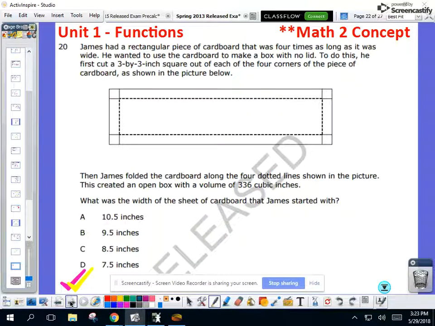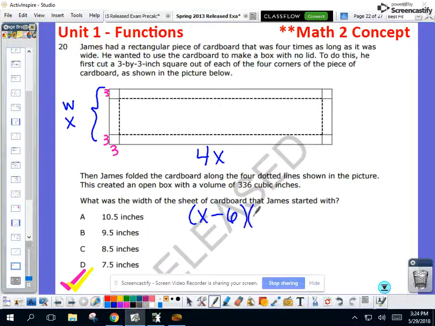Number 20 deals with a cardboard box, and we cut the cardboard box at the corners. The dimensions of this cardboard box, it says that the length is 4 times the width, but we don't know what the width of this cardboard box is. So we'll just call that x. The length we know is 4 times the width, or 4x. Then we cut the box 3 by 3 all the way around those little squares. So now the width is x minus that 3 and the other 3, so the width is going to be equal to x minus 6.